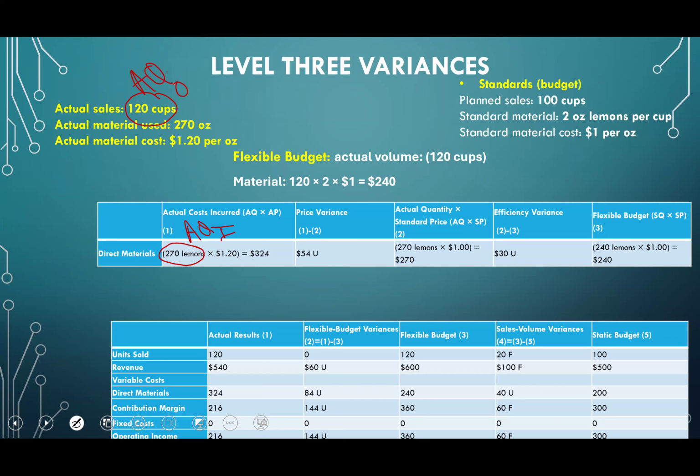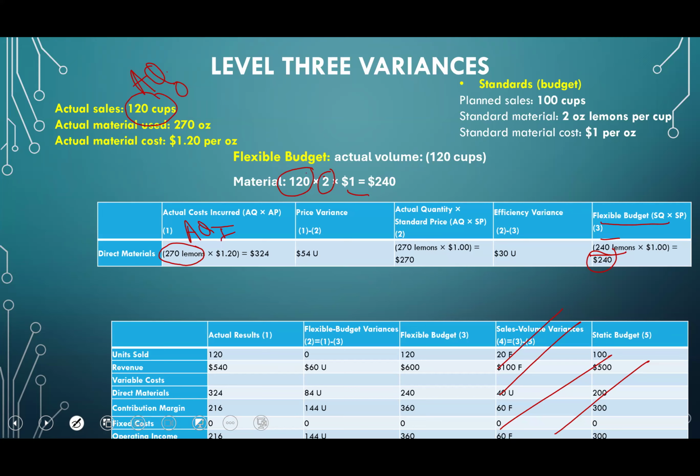Then I have a standard quantity here in my flexible budget column. Remember, I have taken these two out from my life, but I know that in my flexible budget, I was told 120 units. Each one of them allowed two lemons. So 240 lemons at $1 is the number that I have here. So this is the second quantity that we have, which is the standard quantity allowed, right?